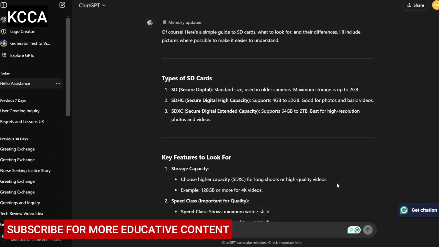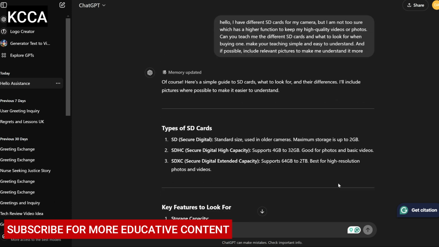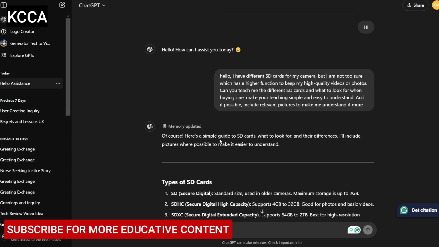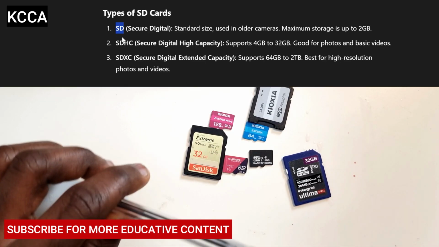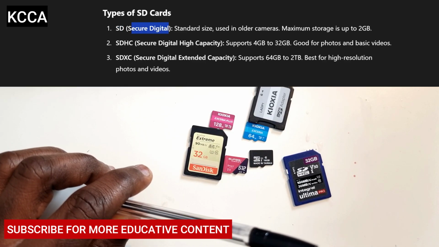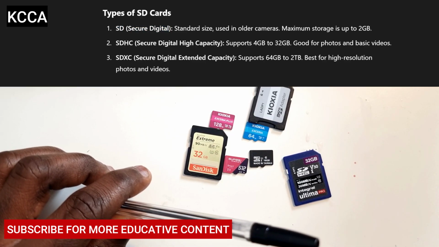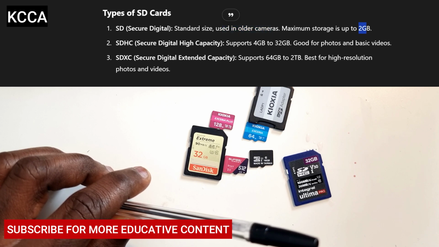Okay, so let's see if the information I get on here is much more relevant. So it says, of course, here's a simple guide to SD cards, what to look for and their differences. I'll include pictures where possible to make it easier to understand. So it started by talking about the types of SD cards you've got. So you have SD, which stands for Secure Digital. So as you can see, standardized size, used in older cameras, maximum storage is up to 2 gig.